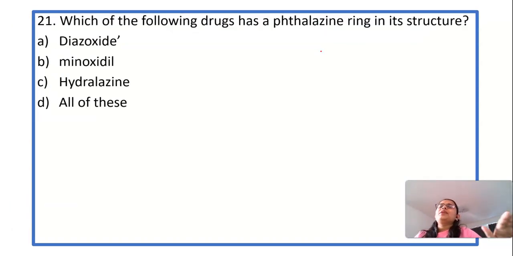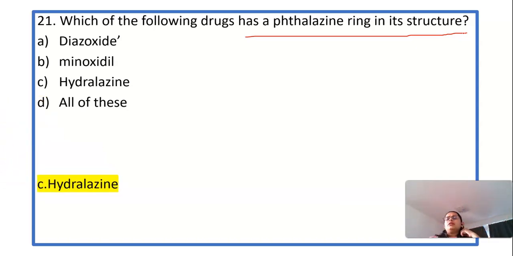That is A. Which of the following has a phthalazine ring in its structure? So if you know the drugs, then you can guess it from this. So there are 4 options: diazoxide, minoxidil, hydralazine, all of these. So the correct answer is C, hydralazine is the correct answer.